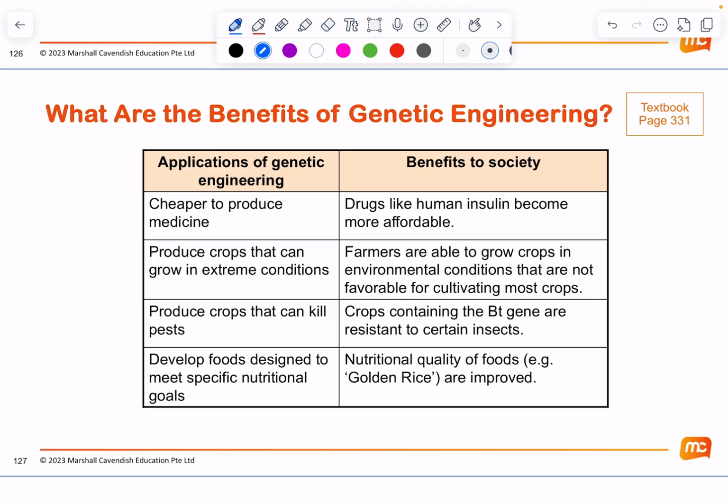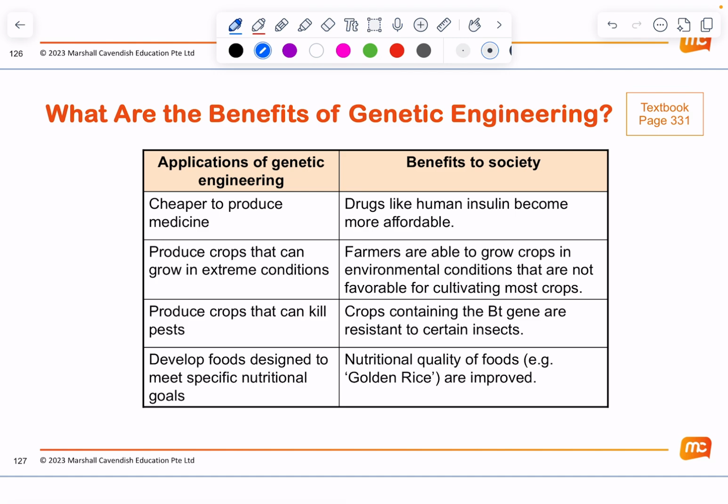Secondly, with genetic engineering in rice, we are able to produce very hardy rice that is able to withstand harsh conditions. So, production of crops that can grow in extreme conditions. For example, if the weather is very dry and there's not enough water, the crops will die off, or the crops are infected with pests. So farmers are able to grow crops in environments that are very harsh and not favorable. So I'm also able to cultivate and help to solve things like hunger and so on.